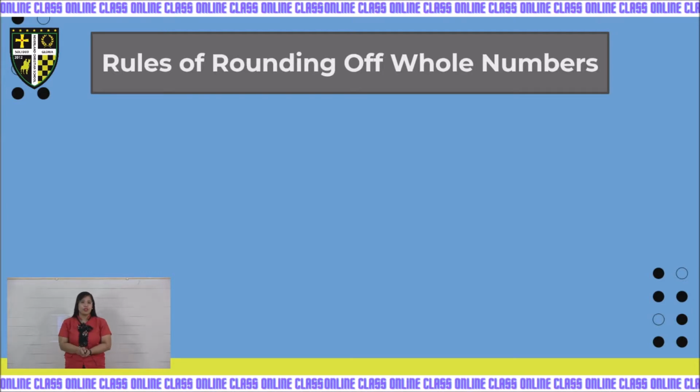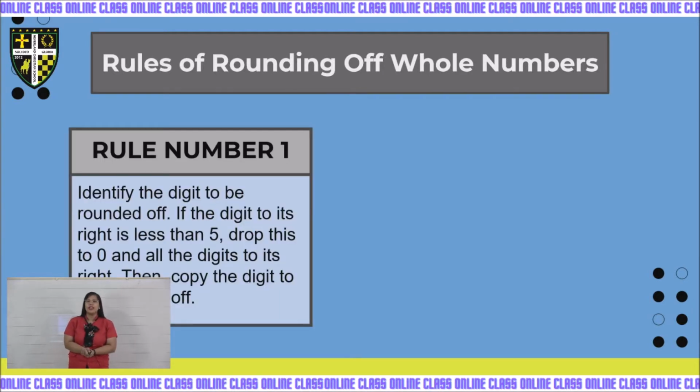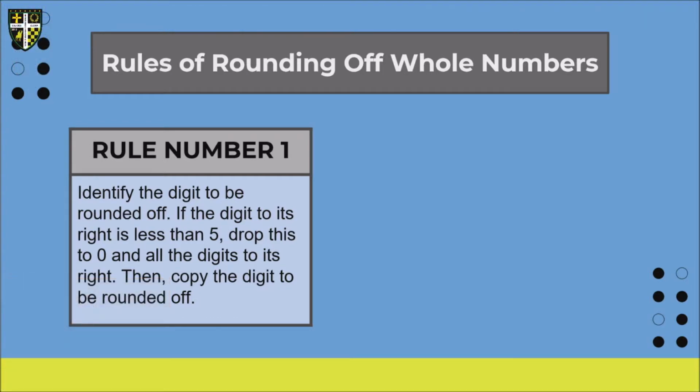We have two rules. The first rule is to identify the digit to be rounded off. If the digit to its right is less than 5, meaning it is below 5, which is 0, 1, 2, 3, or 4, then we will drop it to 0 along with all the digits to its right. And then we will just copy the digit to be rounded off. Always remember rule 1, kids.